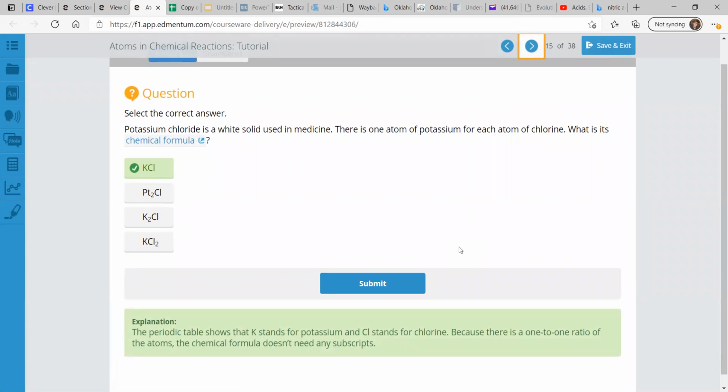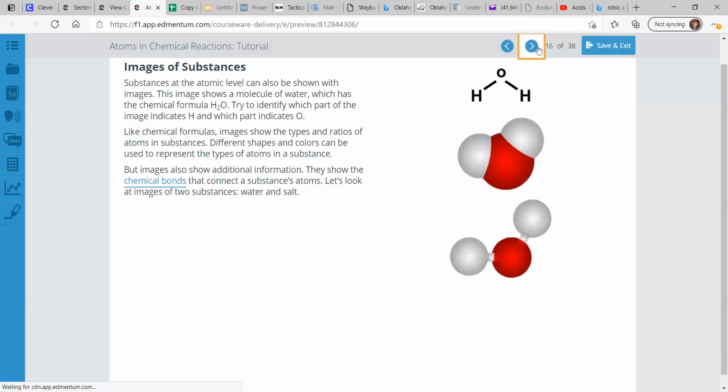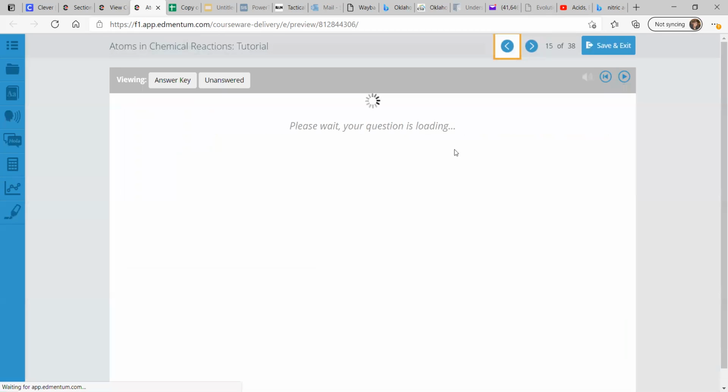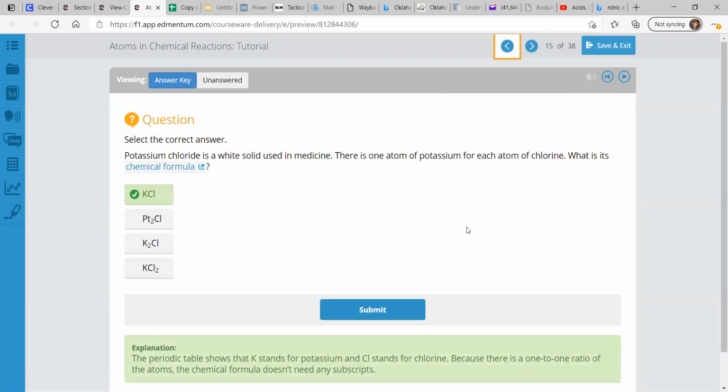Potassium chloride is a white solid used in medicine. There's 1 atom of potassium for each atom of chlorine, so it's a 1-to-1 ratio. So we have KCl. Oh, and potassium is represented with a K because it is derived from another language.